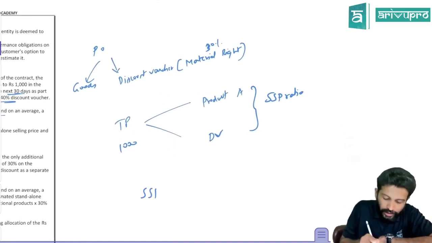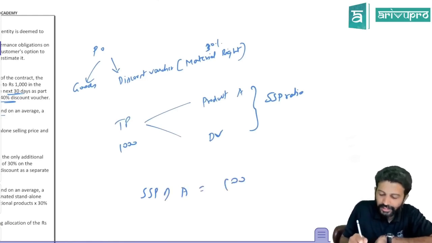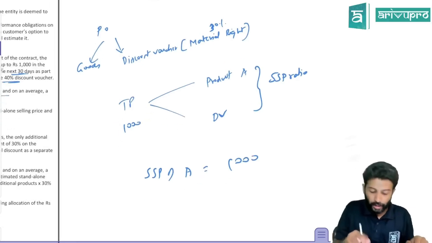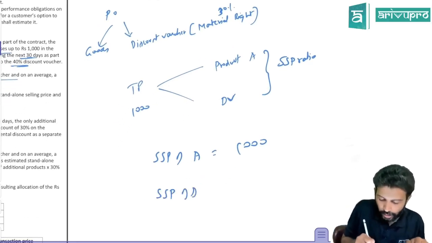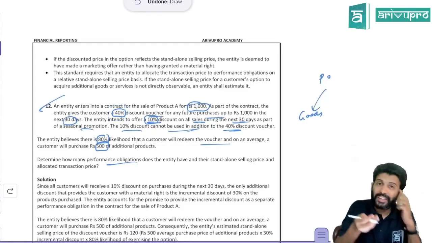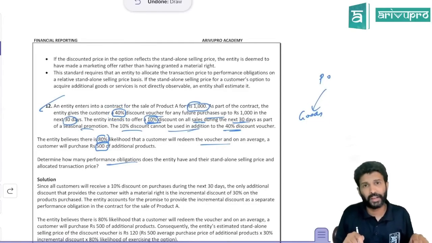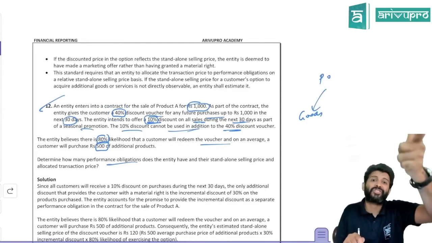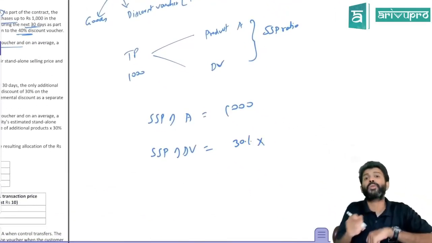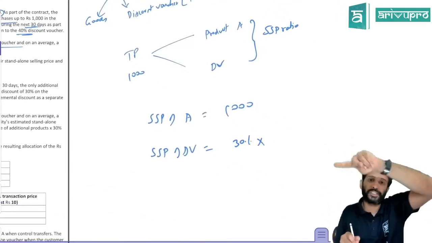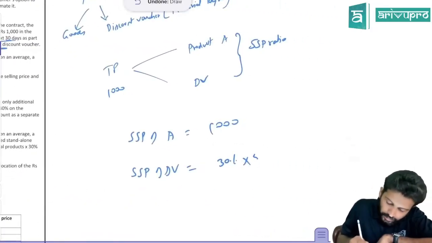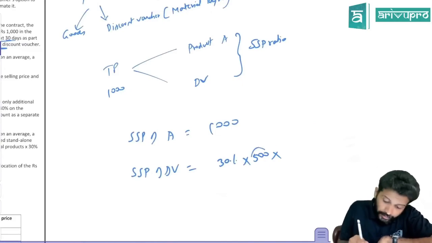What is the standalone selling price of product A? You normally sell this product A for how much? 1000. So 1000 becomes your standalone selling price for A. What is the standalone selling price of the discount voucher? That you need to calculate. How? Don't take 40%, because any which way everybody is getting 10%. So the material right means how much is the extra? How much extra did this customer get? 30%. This will be utilized when? In future, when he purchases the goods. And in future, we may say he'll purchase goods worth 500. So into 500 you do. Entire 500 he will buy? No.